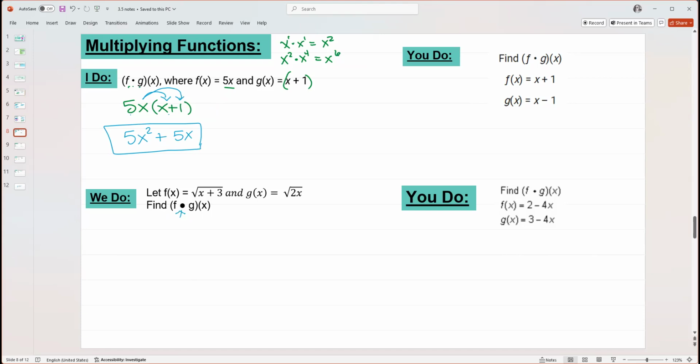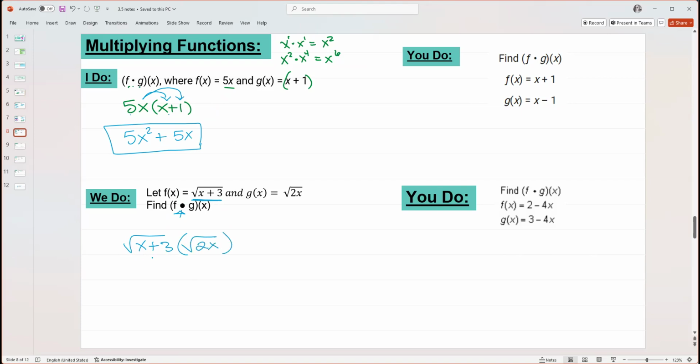That's still a times symbol. It's just bigger for some reason. No big deal. So f times g. My f function looks crazy. We've got the square root of x plus 3 times the square root of 2x.